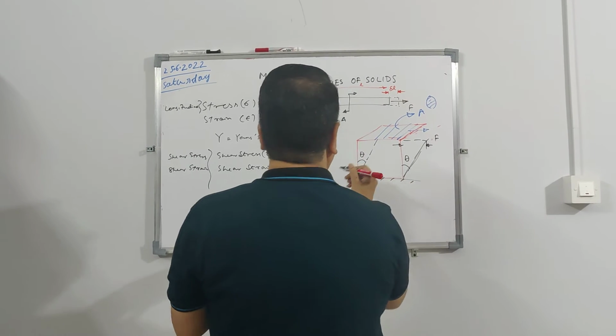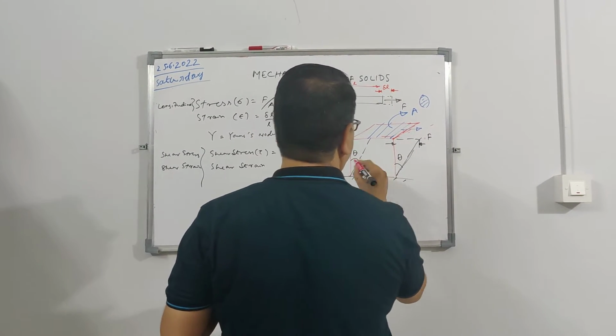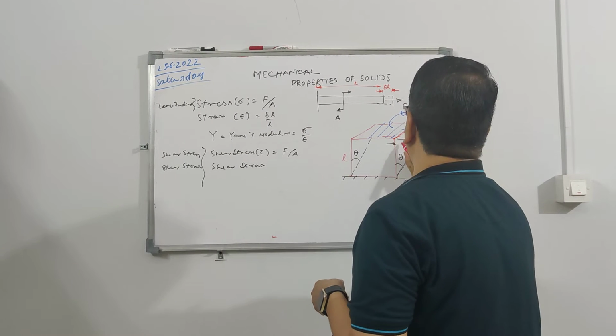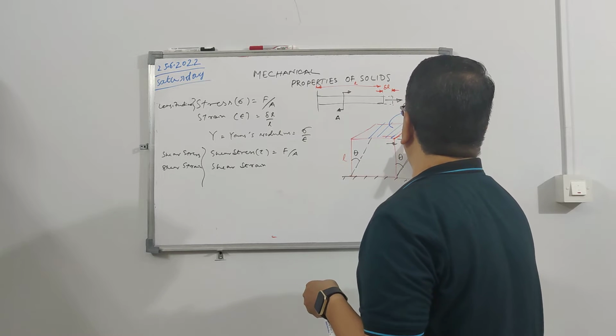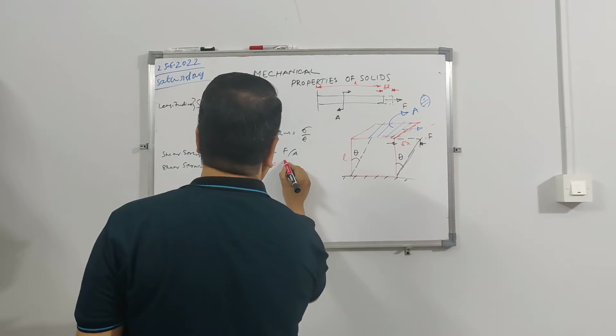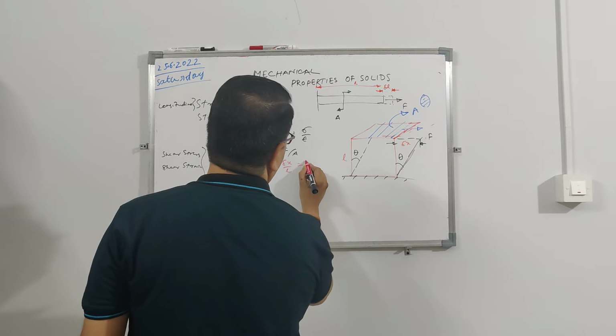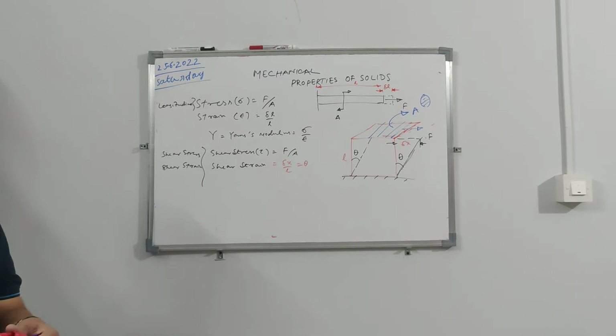Let us say the original length is L, and this length is delta L here. Or you can write it as delta X to avoid confusion. So shear strain is equal to delta X by L, which is equal to theta. Because it is del X and del L, strain is unitless.